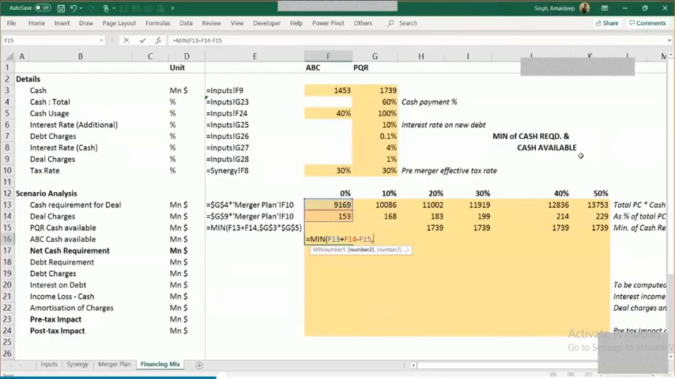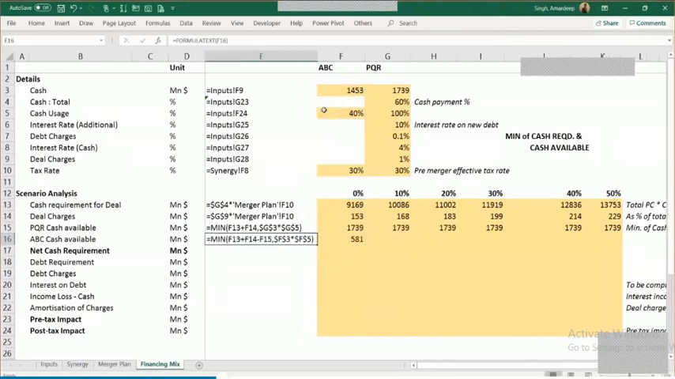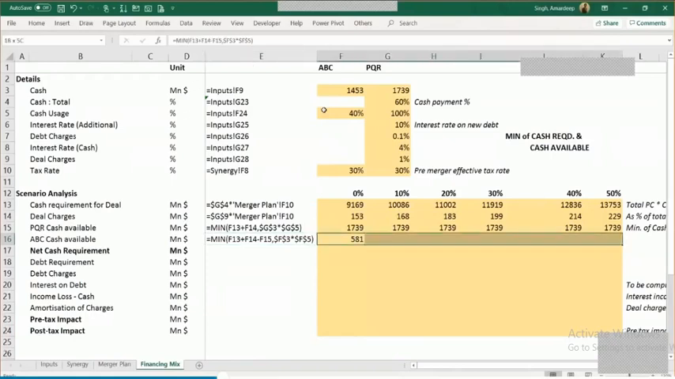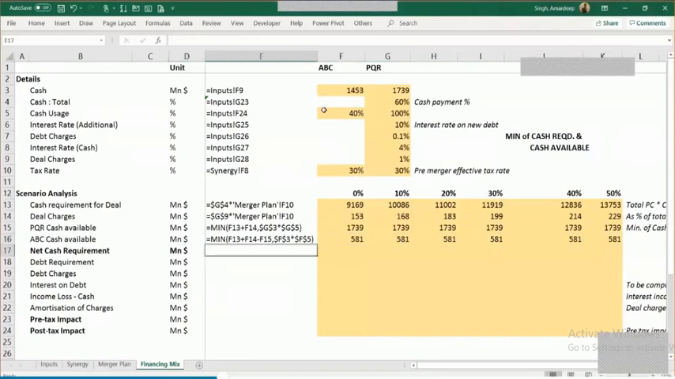And what is the cash availability? 1453 into 40%. That's the cash availability because now I'm going to use only 40% of $1.4 billion. Right? Drag it to the right-hand side. That gives you the final cash of ABC being used.